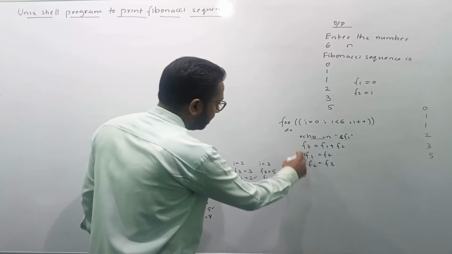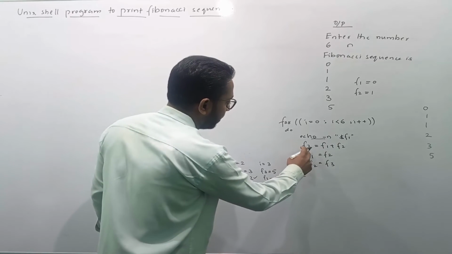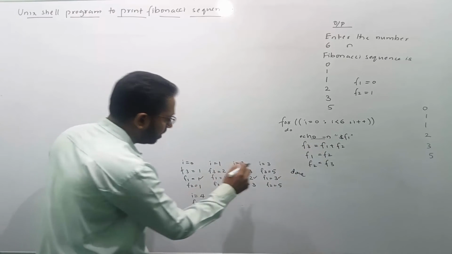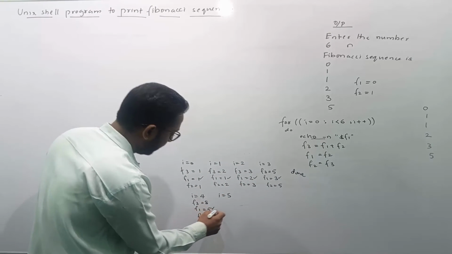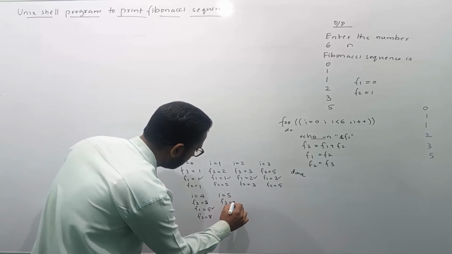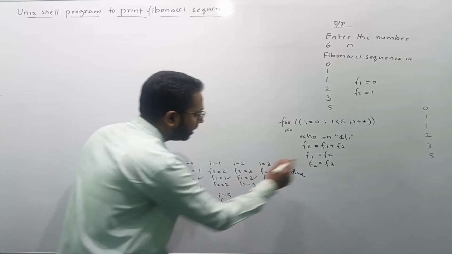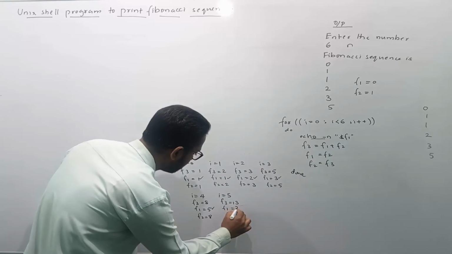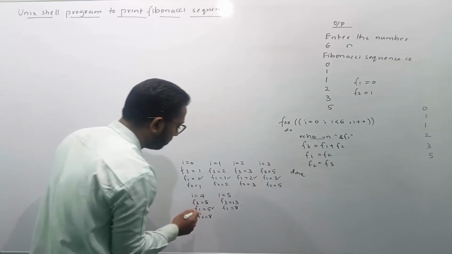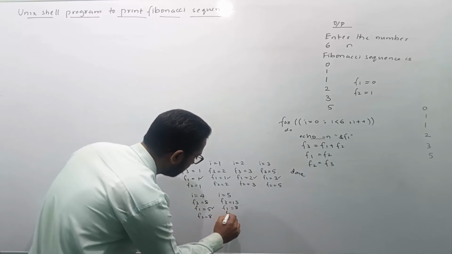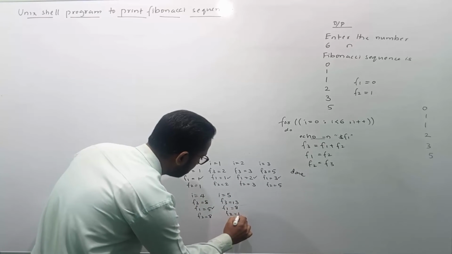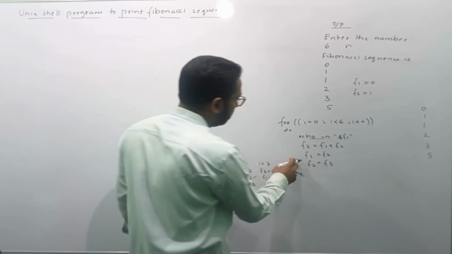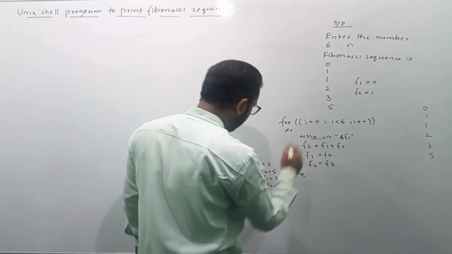Now these three instructions get executed. F3 is equal to F1 plus F2. F1 is 5 and F2 is 8. So F3 is equal to 13. Next, F2 gets passed to F1. F2 is 8, so F1 becomes 8. F3 gets passed to F2. F3 is 13, which gets passed to F2.